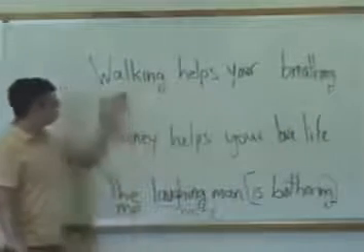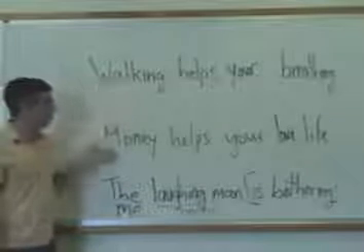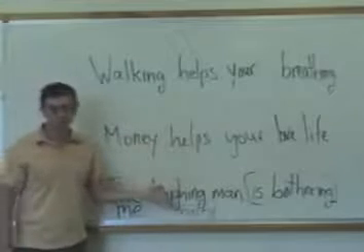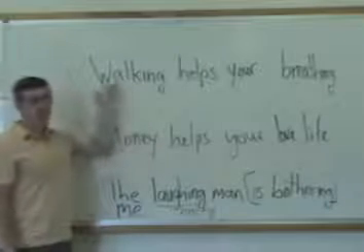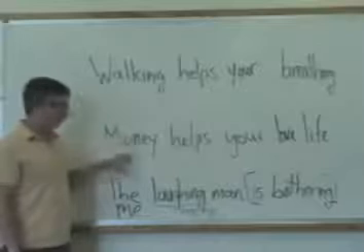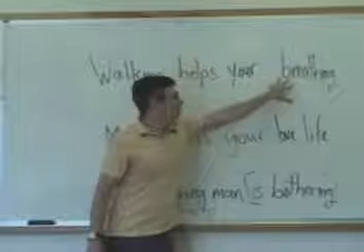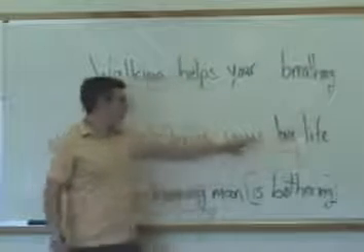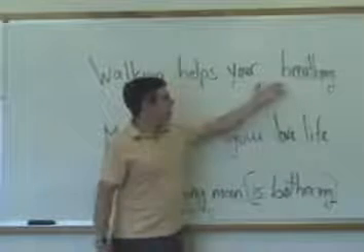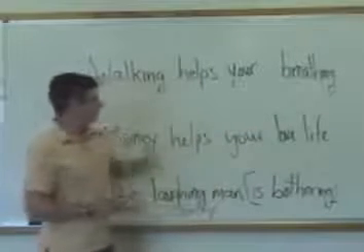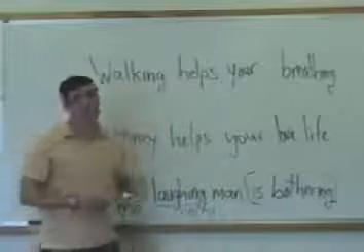So if you look at this sentence here, which grammatically is just like this one up here, money helps your love life. Well, money, that's a noun. It's substituting for walking here. I'm just showing you that these are nouns. And it helps your love life, your breathing, your love life. This is a noun phrase, a nominal phrase. These are both examples of things you can substitute for a gerund. So these are gerunds.